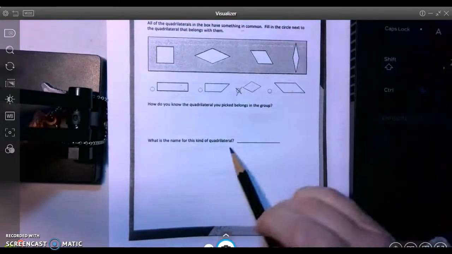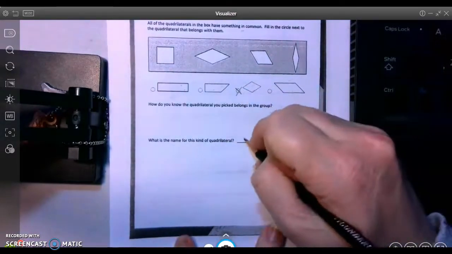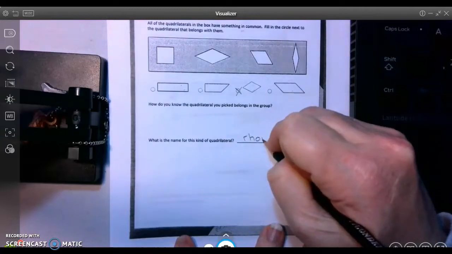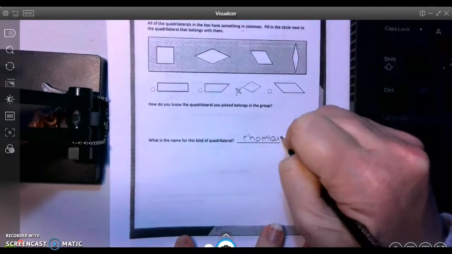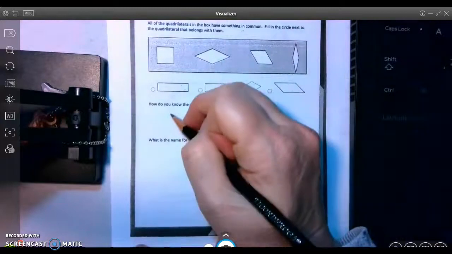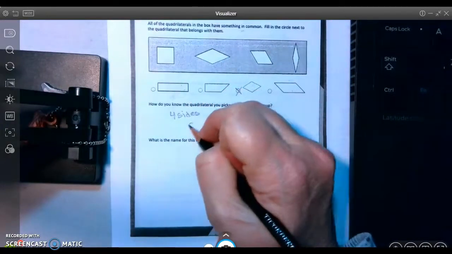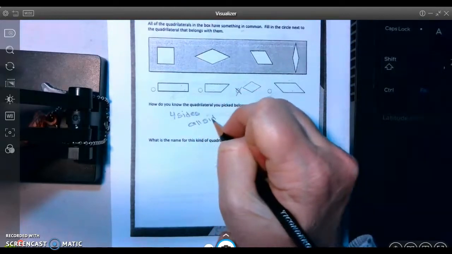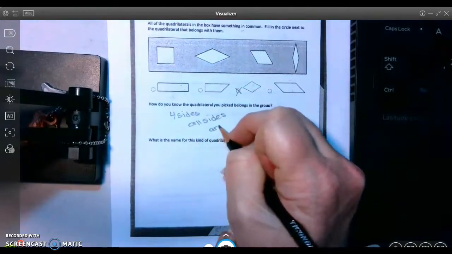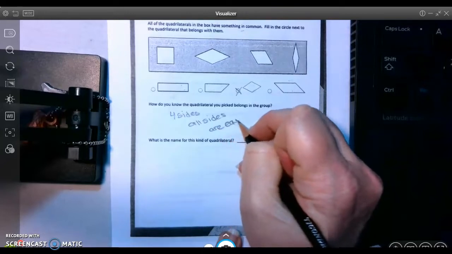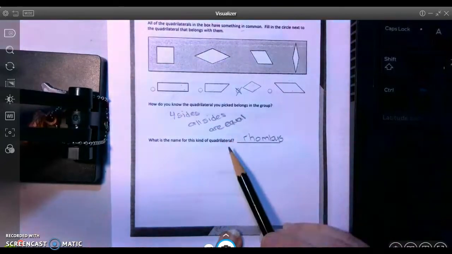And what's the name for this kind of quadrilateral? It's called a rhombus. 4 sides, all sides are equal. Two sets of parallel lines.